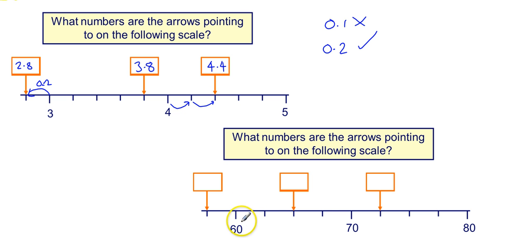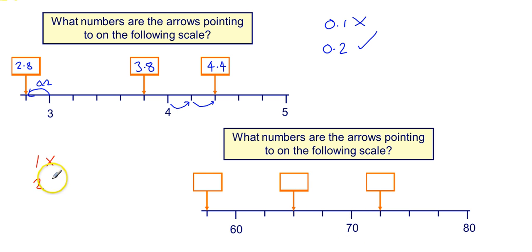Let's have a look at this one. This one's slightly different because this time we've got 60 and then 70 and then 80. And it's obviously not going to be 0.2 each time, and it's obviously not going to be 1 either. That would be 61, 62, 63, 64. It's not even 2, so 1 doesn't work. 2, it's 62, 64, 66, 68. That doesn't work, does it?